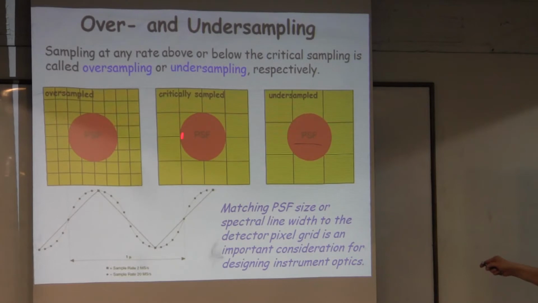And for a critically sampled PSF, critically sampled means that it's following the Nyquist-Shannon theorem. The central peak of your PSF, its full width at half maximum, covers essentially 2 pixels. If it covers more, it's called oversampling. If it covers less, it's called undersampling. In that case, you will lose information. In the other case, you will just waste detector pixels.